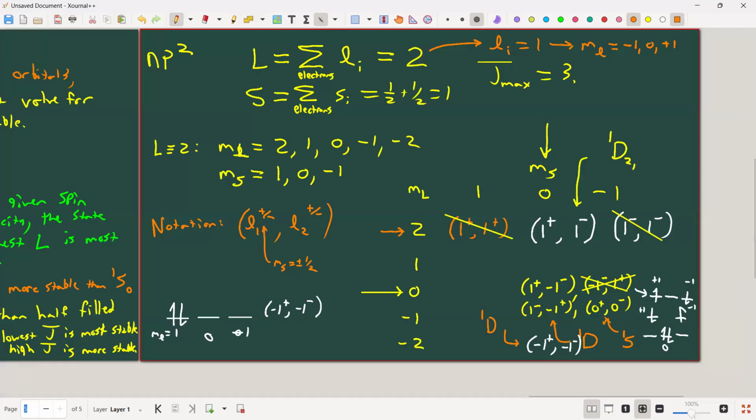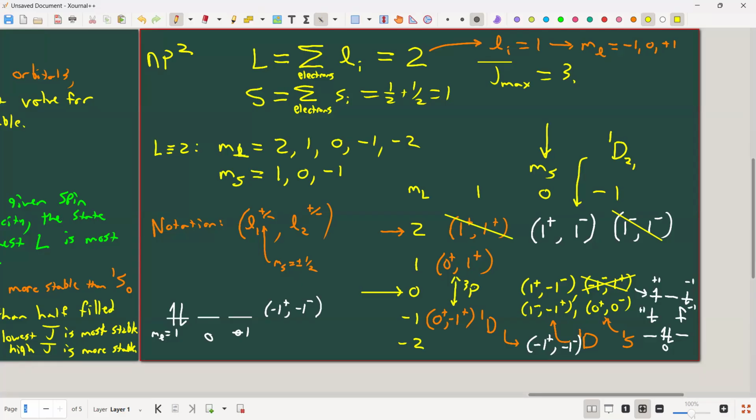So an example of that would be down here. Like 0 plus, minus 1 plus, and then we also have 0 plus, 1 plus. Right? That would put us in those two rows. And those are P states, right? Because the total L is 0 plus 1, that's P, and they're triplet. So these are our 3P states.